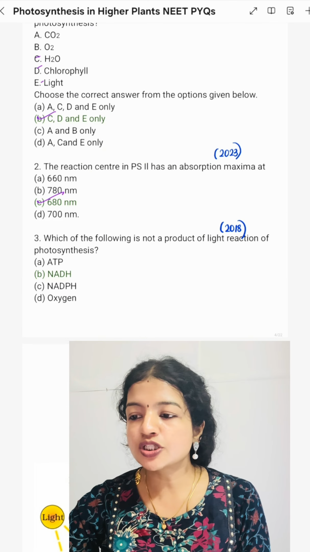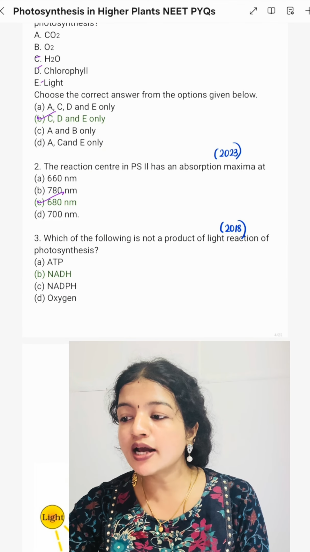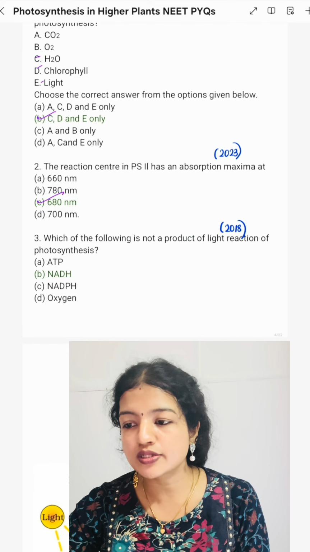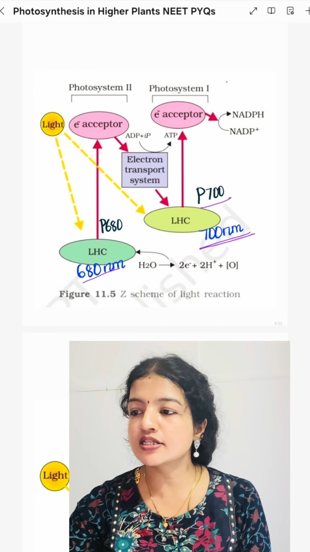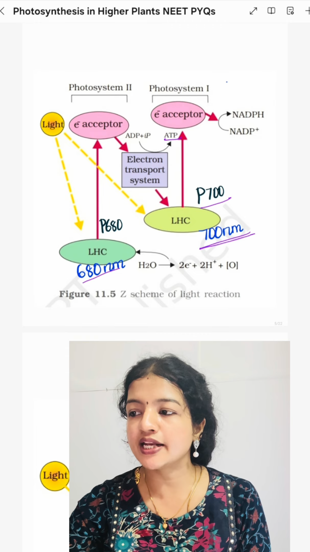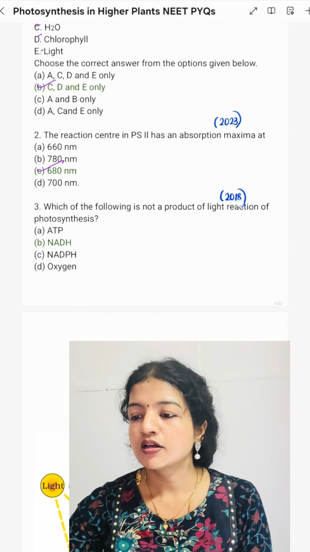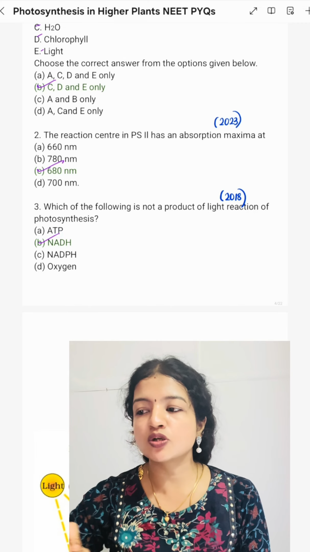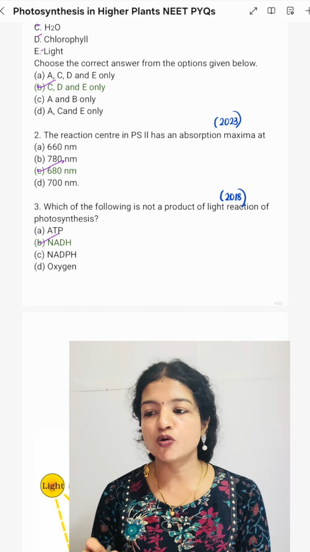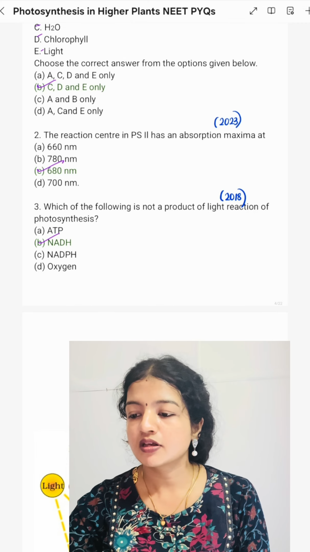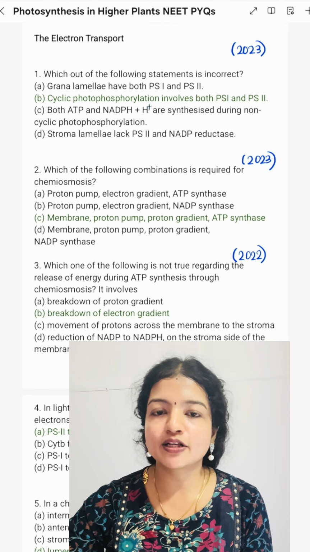Then third question: which of the following is not a product of light reaction of photosynthesis? In the light reaction of photosynthesis, ATP is produced, NADPH is produced, and oxygen is produced. Whereas NADH is not a product of light reaction of photosynthesis. Option B. Now the questions asked from electron transport.